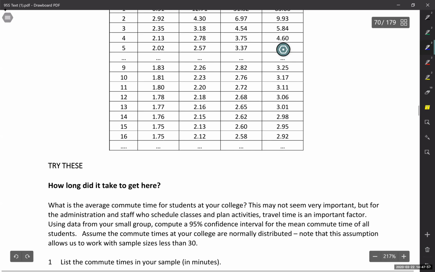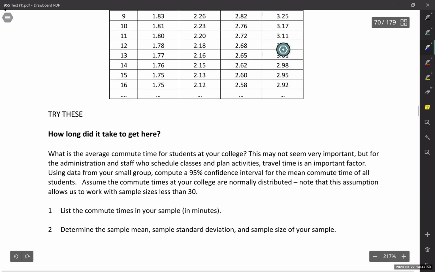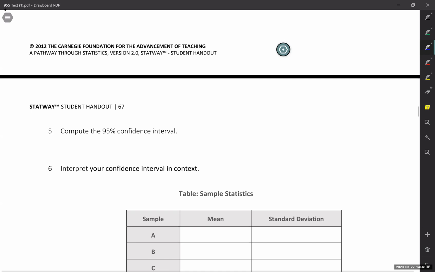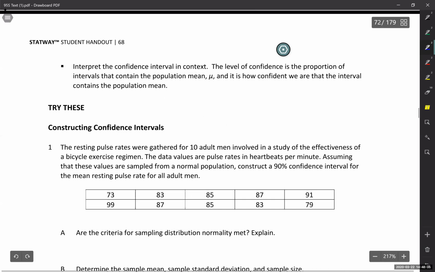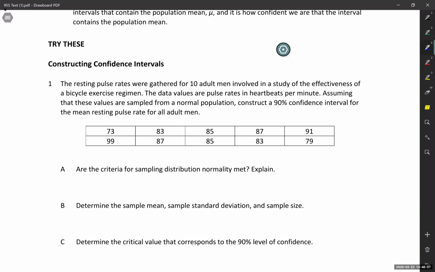And for here, I want to jump to this problem right here, this try these problem, just because there are 2 types of mean problems. There's the kind where we know the standard deviation and the kind where we don't. We're only focusing on standard deviation unknown. So that's what I want to look at in this lab here.